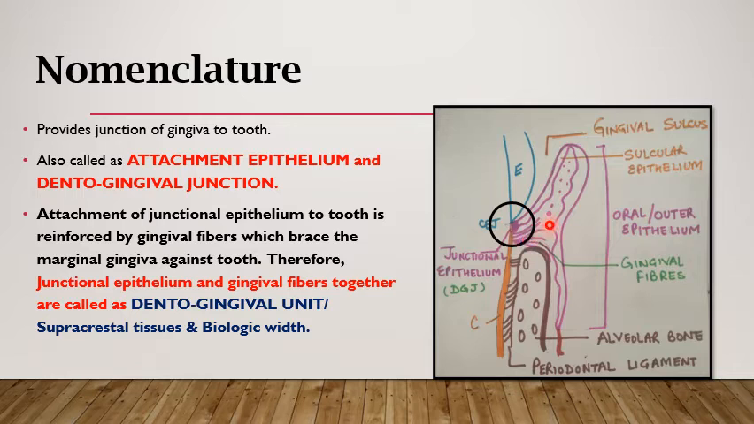This joining is reinforced by gingival fibers, and this unit together is called as dentogingival unit. We used to call it biological width also, and recently the name has been given as supracrestal tissue. If we just talk about junctional epithelium, this is also known as dentogingival junction or dentogingival epithelium. We have to differentiate between dentogingival junction and dentogingival unit.